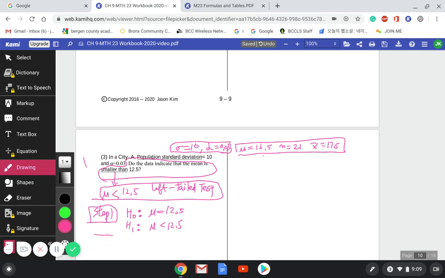Okay, so anyway, H1 is saying that mu is less than 12.5, so you have to indicate that you are going to use a left tailed test. We're going to use a left tailed test at step 3.